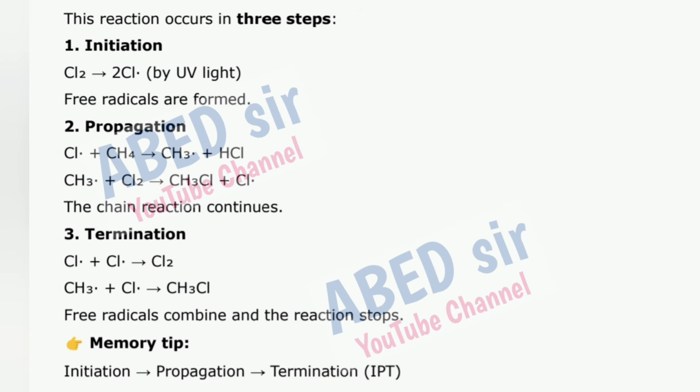3. Termination. Cl• + Cl• → Cl2. CH3• + Cl• → CH3Cl. Free radicals combine and the reaction stops. Memory tip: Initiation, propagation, termination, IPT.